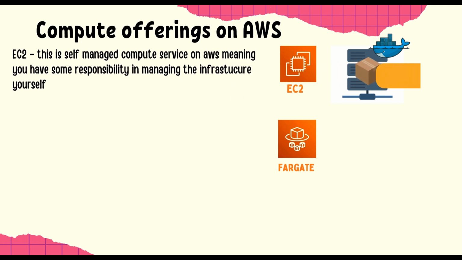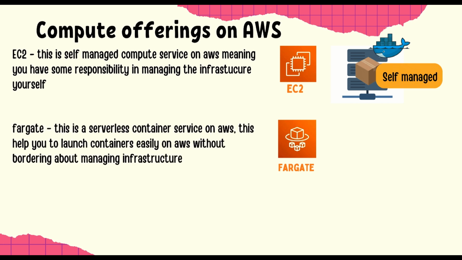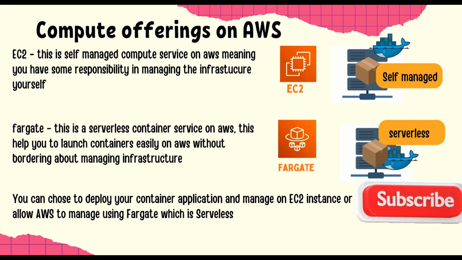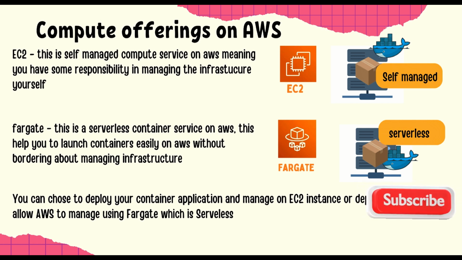Fargate is a fully managed compute service on AWS. AWS are responsible for managing everything for you. All you have to do is to deploy your application. This is called serverless compute. Depending on your workload and demand, you can choose between these two options.